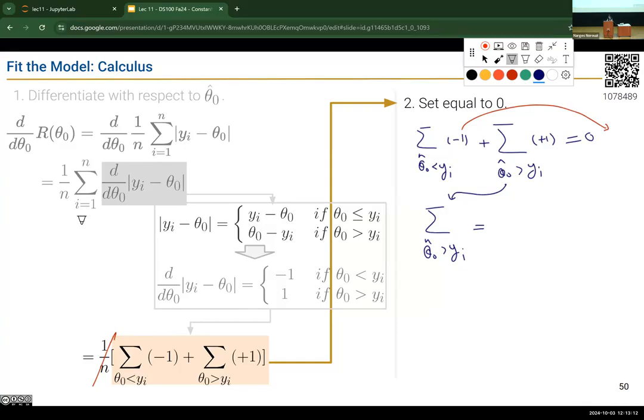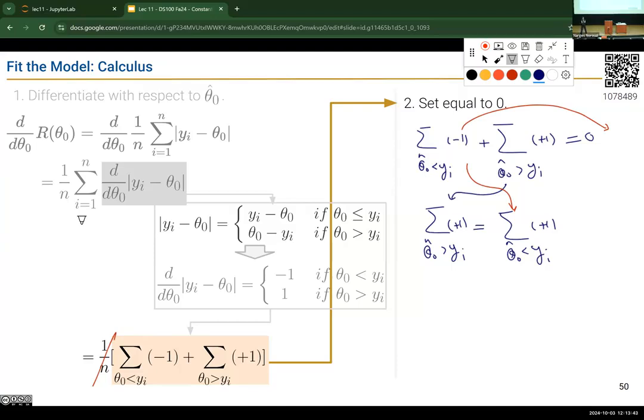is equal to the summation of theta 0 hat less than yi, and this is both +1, +1. What does this tell you? It tells you that I'm counting a bunch of +1s, and the number of +1s that I'm counting on one side should be equal to the number of +1s that I'm counting on the other side, right?